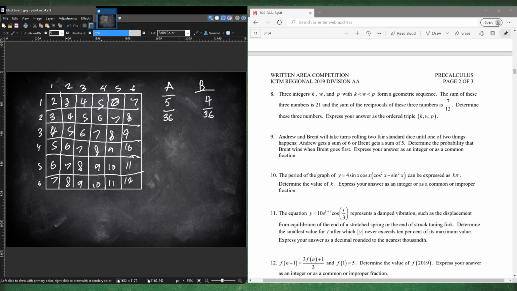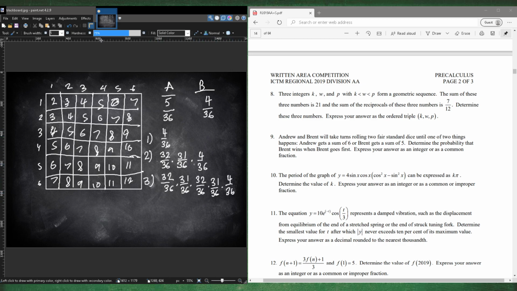So the probability is 4 out of 36 for him to win the first round. For him to win the second round, they both had to lose the first one. So Brent has to lose, 32 out of 36, and then Andrew has to lose, so 31 out of 36, right? And then Brent has to win. Or if Brent wants to win the third round, he has to lose the first, Andrew has to lose the first, Brent has to lose the second, and Andrew also has to lose the second, and then Brent finally has to win the third, right?